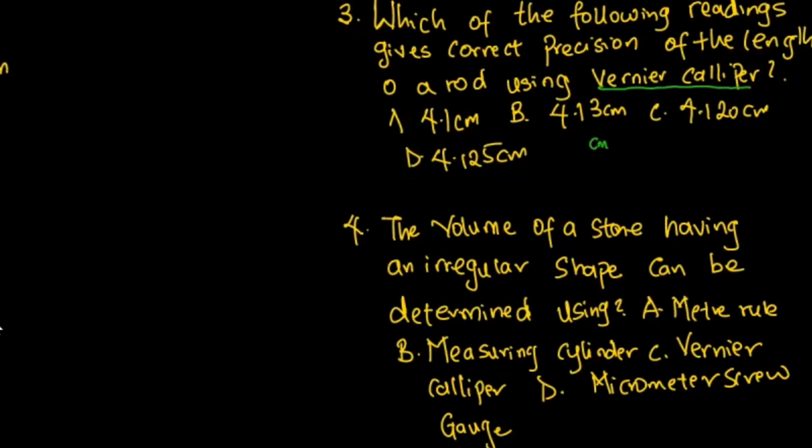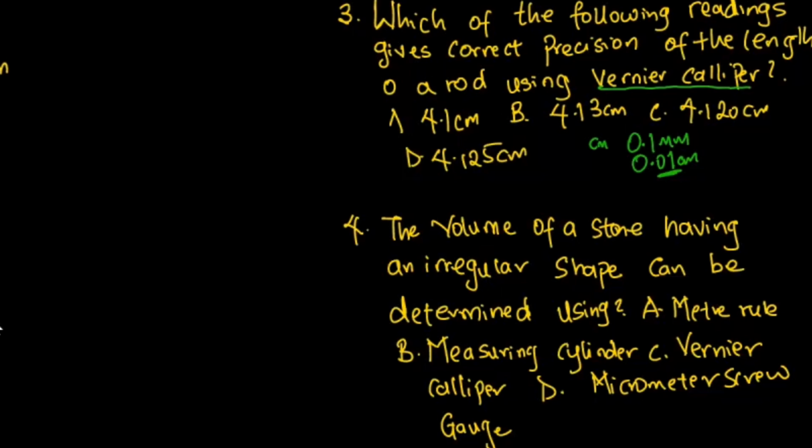Then we have to go back and ask ourselves, what is the degree of accuracy of a Vernier caliper in centimeter? The degree of accuracy of a Vernier caliper is either 0.1 millimeter or 0.01 centimeter. Now what does this tell us? It tells us that in centimeter we must have 2 decimal places. So we are going to pick the option that has 2 decimal places.